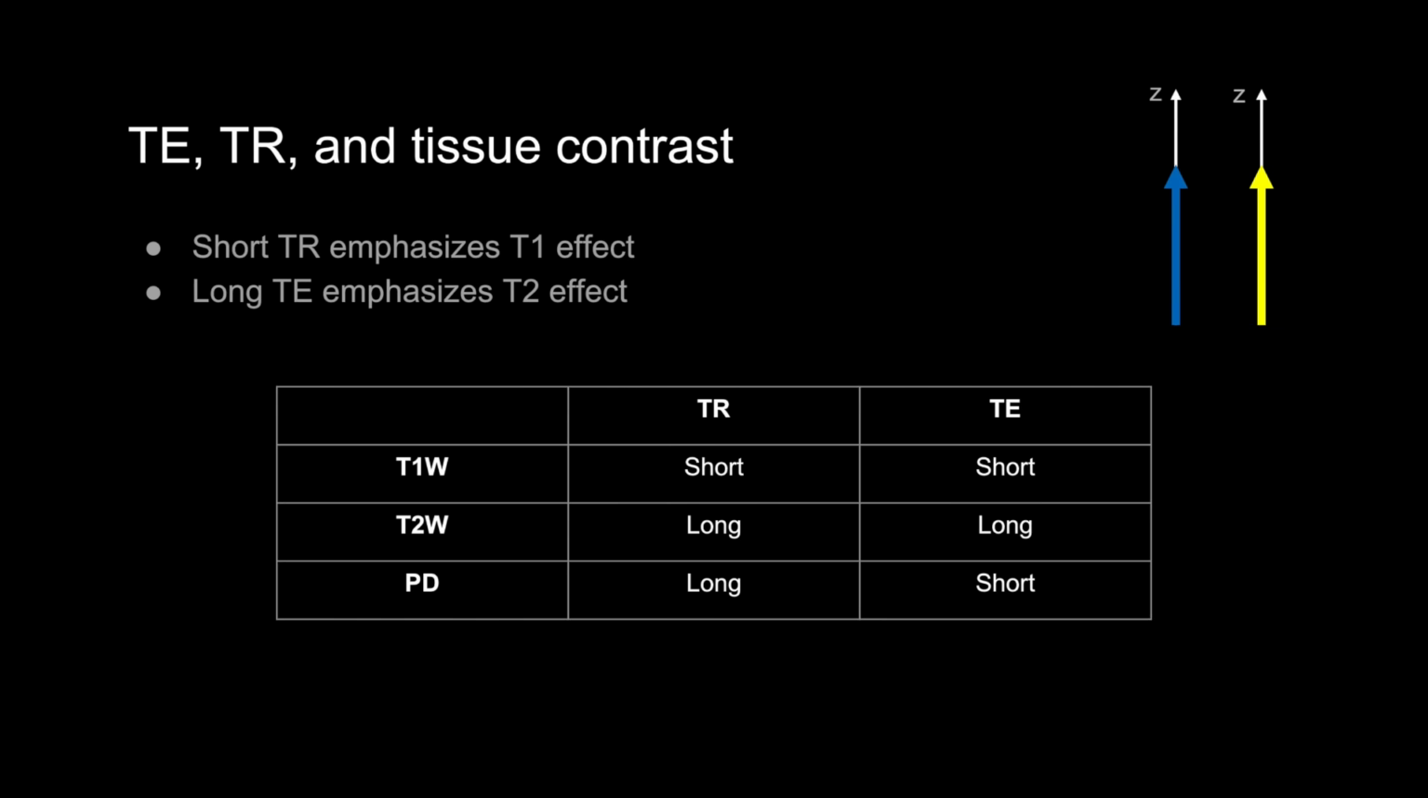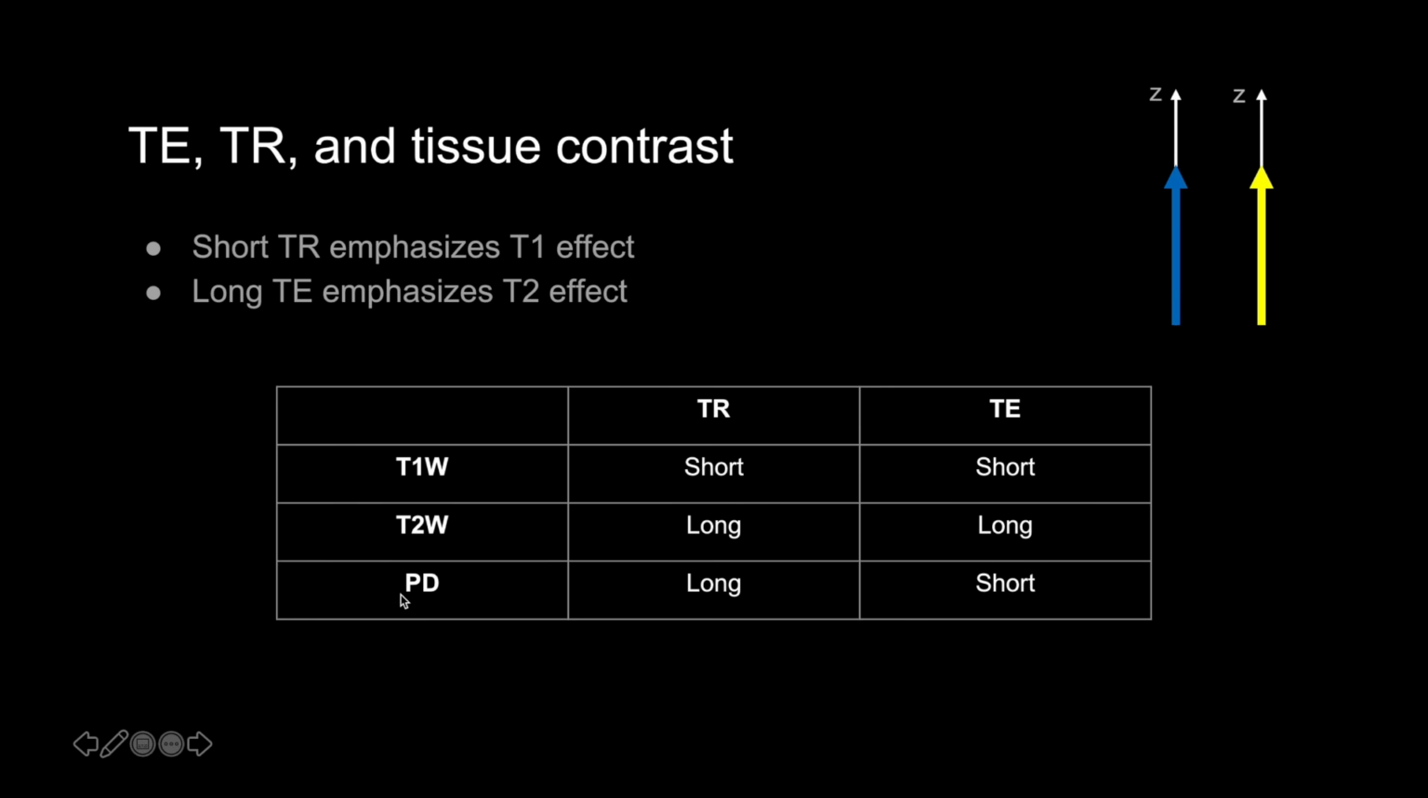If you know those two things, then it makes sense that if you want to make a sequence that's T1 weighted, you're going to use short TRs to emphasize the T1 effect, as we mentioned, and you're going to use short TEs to get rid of or minimize any T2 effect. We want the images to be predominantly T1 weighted. T2 weighted images should use a long TR in order to minimize the T1 effect, and a long TE to maximize the T2 effect.